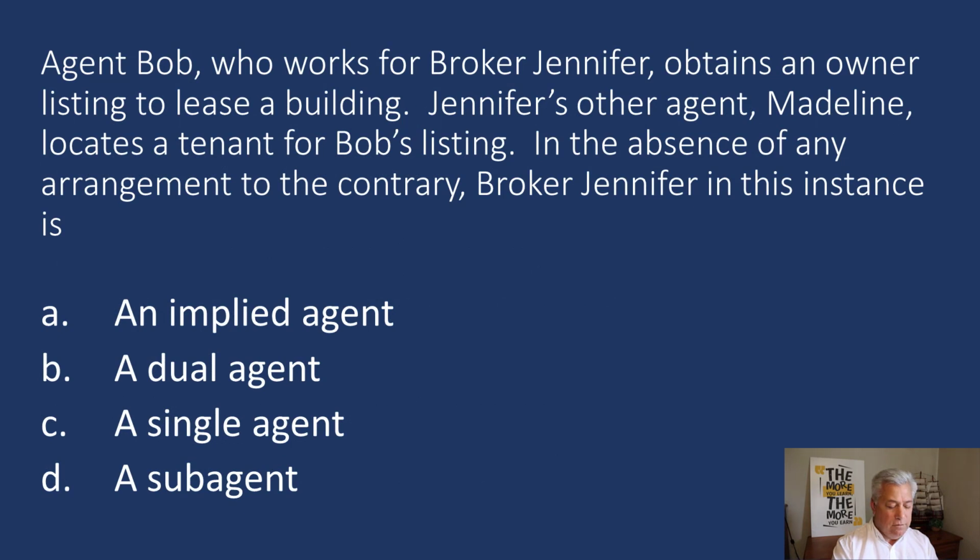Question number 12. Agent Bob, who worked for broker Jennifer, obtains an owner listing to lease a building. Jennifer's other agent, Madeline, locates a tenant for Bob's listing. In the absence of any other arrangement to the contrary, broker Jennifer in this situation is, and the answer is a dual agent. A dual agent, B. So what do we call this relationship? What do we learn? This is called designated agency. Designated agency. Dual agency exists when we have one agent that's representing both buyer and seller in the same transaction.